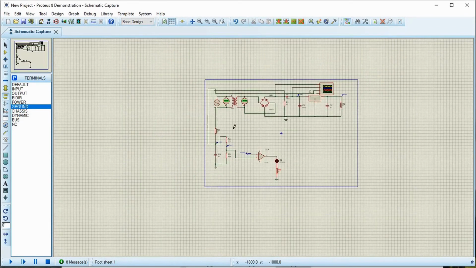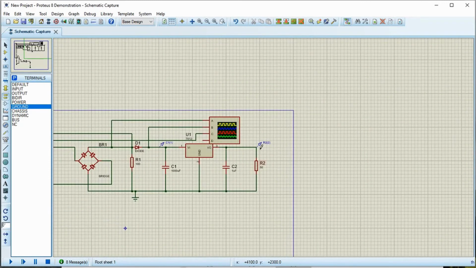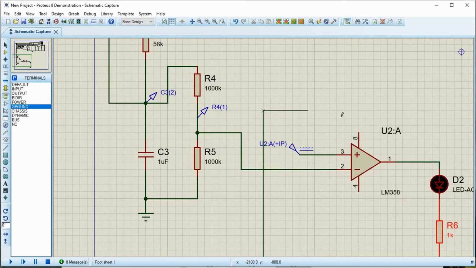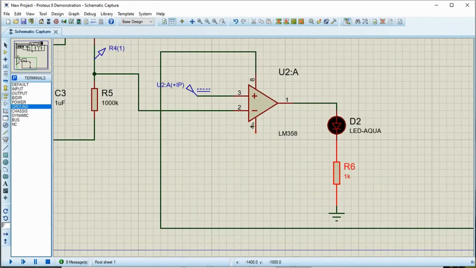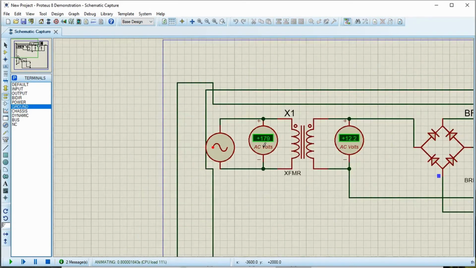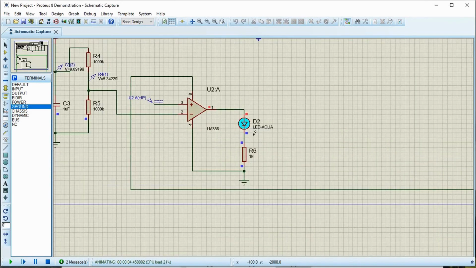Now we have to give 12 volts to the IC. Let me bring this 12 volts from here. So let's simulate and see what happens. So my voltage is around 180 volts, which is way less than the cutoff voltage, that is 260, which we have designed it for.